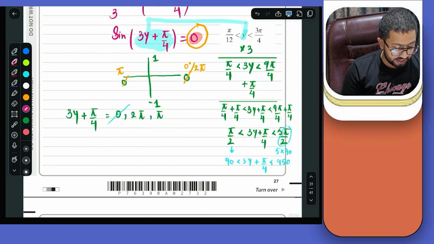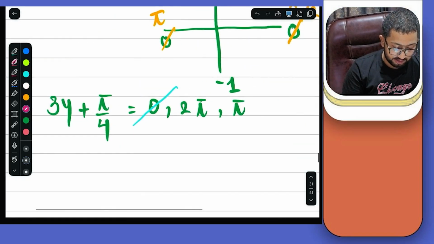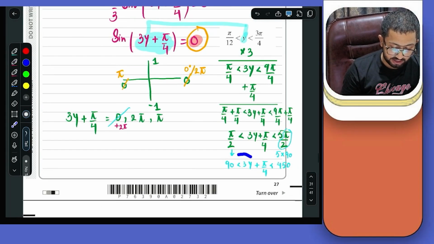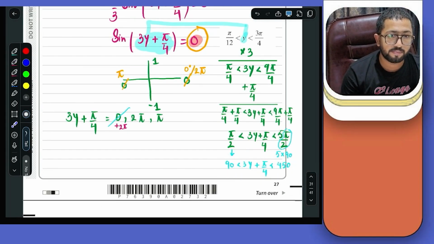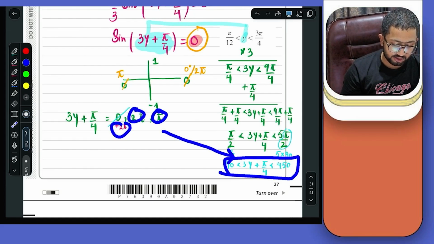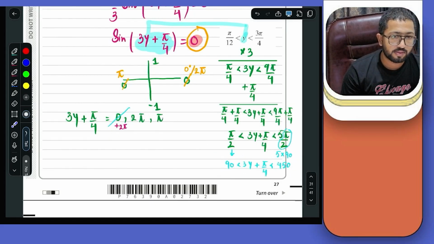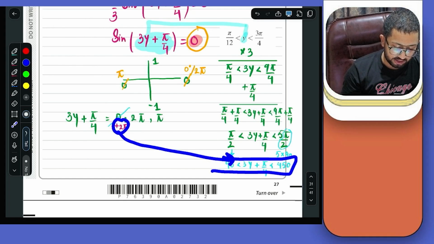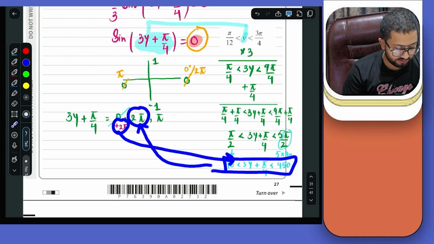But you have to add 2 pi until the answer is outside the range of this question. You have to add 2 pi until the answer is outside the range. So when you add 2 pi to 0, you get 2 pi. Again, 2 pi is included, so it is also a part of the answer.